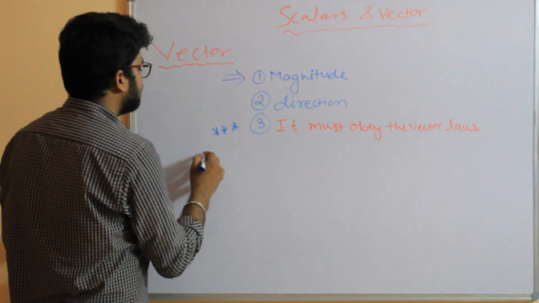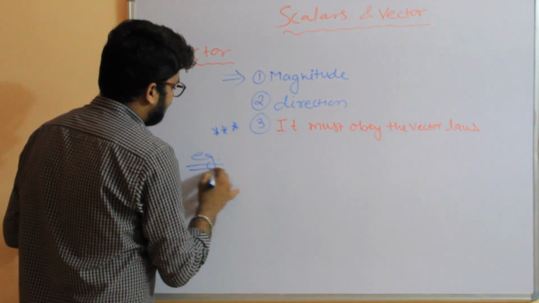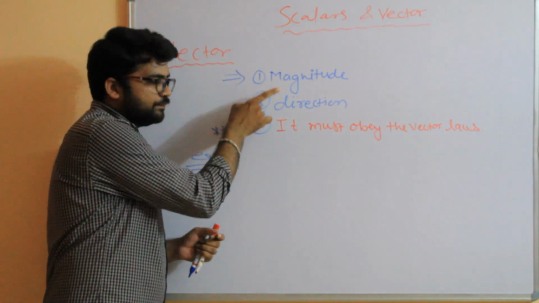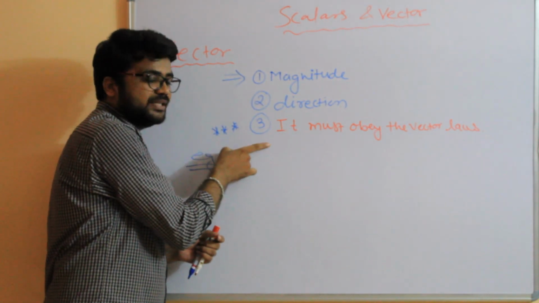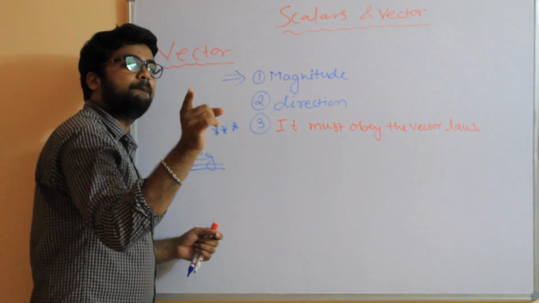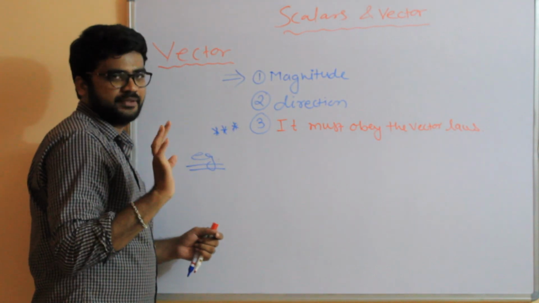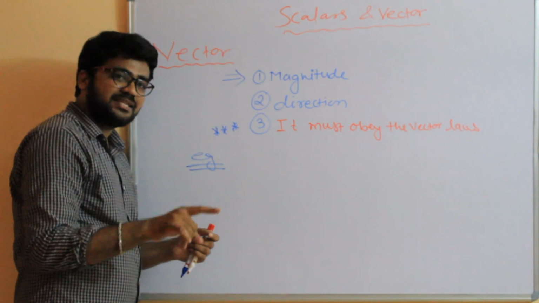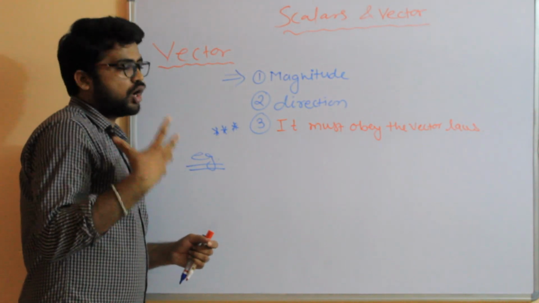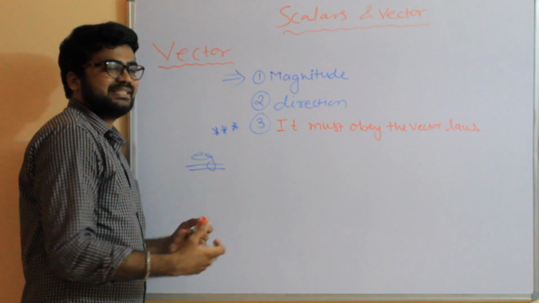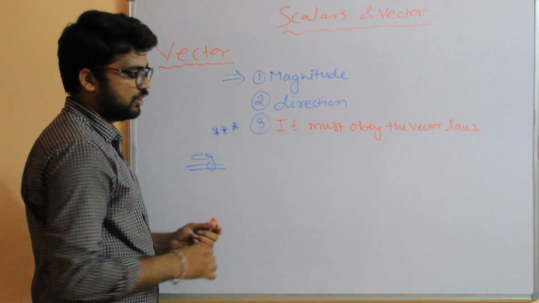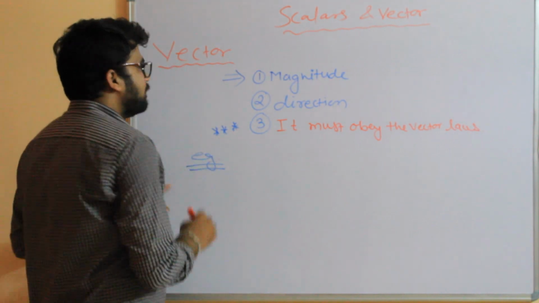So what are the examples? Now this definition is very clear that it is a physical quantity which has magnitude, direction, and it must obey the vector laws. Scalar is a physical quantity which has only magnitude and a unit. Right? Vector is a physical quantity which has magnitude, direction, and it must obey the vector laws, or it can be completely described by using magnitude, direction, and this must obey the vector laws. Okay. Now, what are the examples of vector?